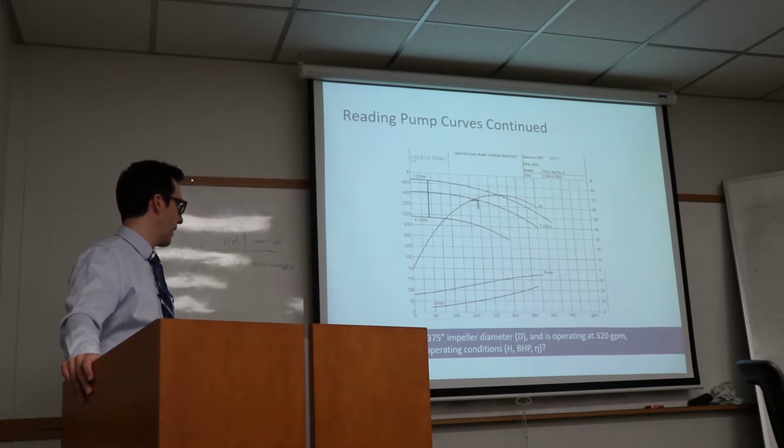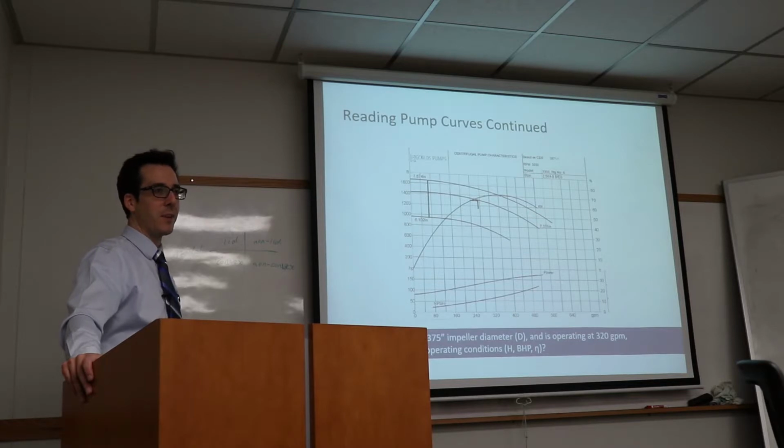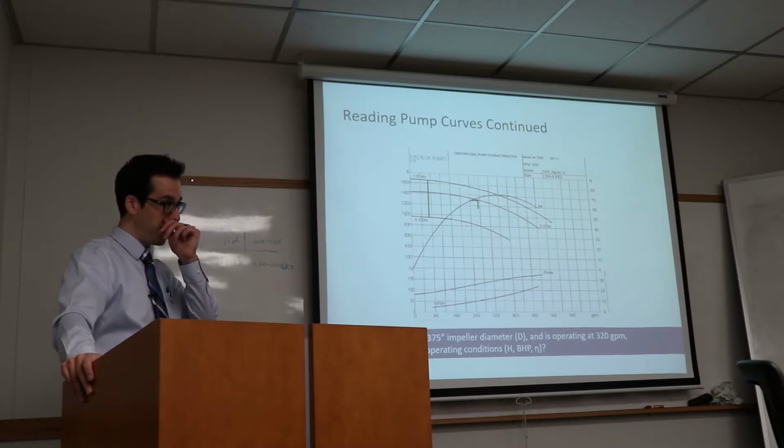320 gallons per minute, 7 3/8 inch impeller. So that's what we're given. We need to figure out the rest and the energy implications.